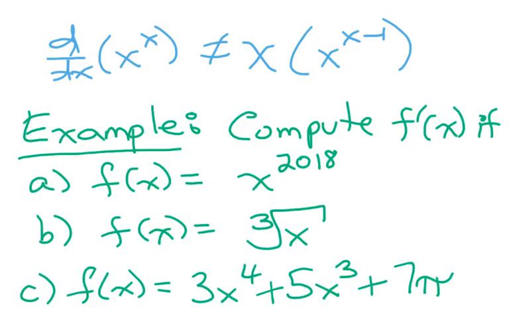So let's find the derivative, f prime of x, if f of x is equal to x to the 2018, if f of x is equal to the cube root of x, and if f of x is equal to 3x to the 4 plus 5x cubed plus 7 pi. All right, so all of these are just going to be taking advantage of the rules we've seen so far. A and C are both polynomials. B is not a polynomial, but it can still fall under this power rule coming from a positive constant for an exponent. So let's find our solution.